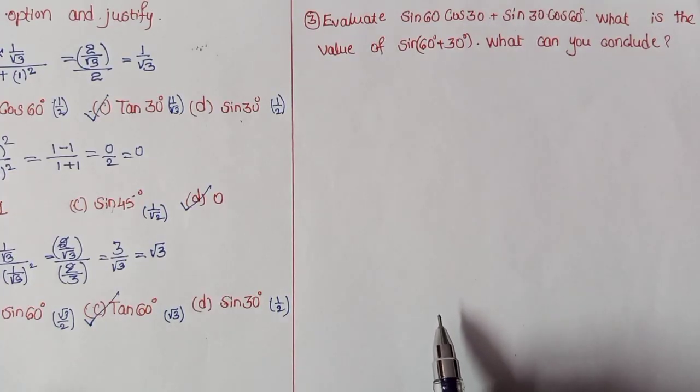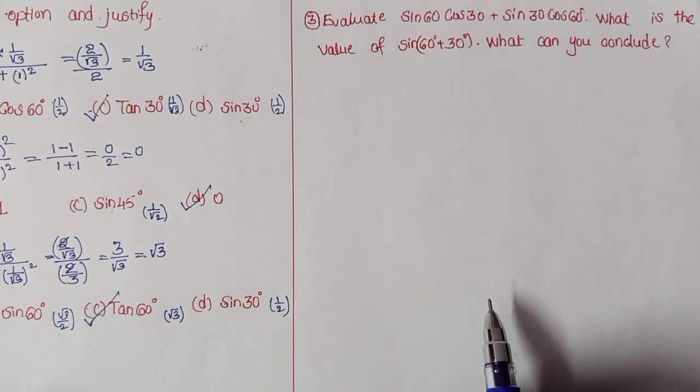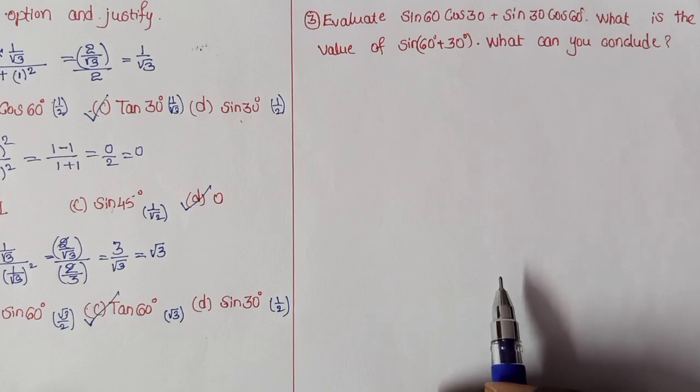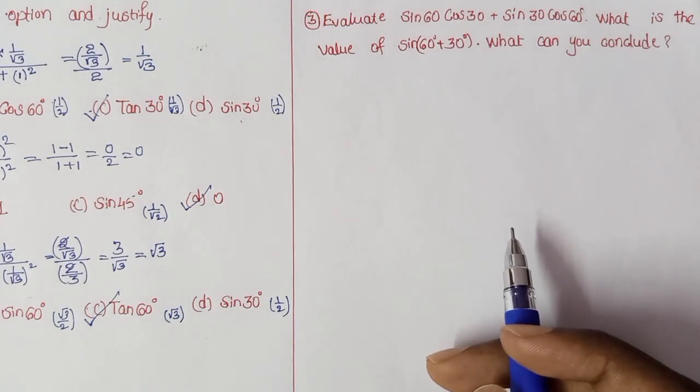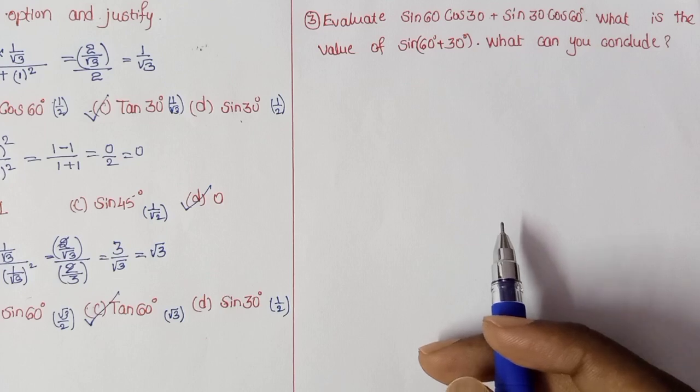Today in this video we'll discuss some more problems regarding the previous topic, that is trigonometric ratios of some specific angles like 0 degrees, 30 degrees, 45 degrees, 60 degrees and 90 degrees. In this we observe some relations. These problems are very helpful to you and these problems are very important. So please do concentrate on this topic.